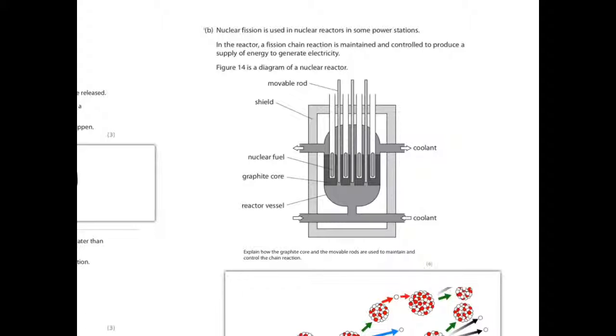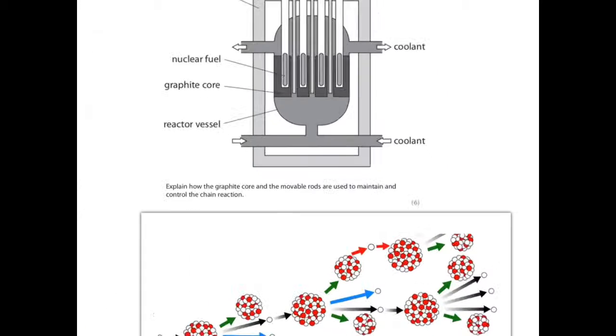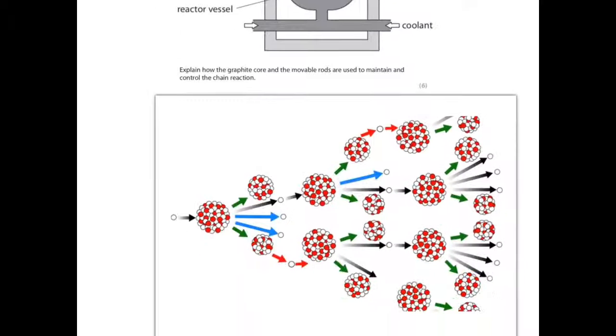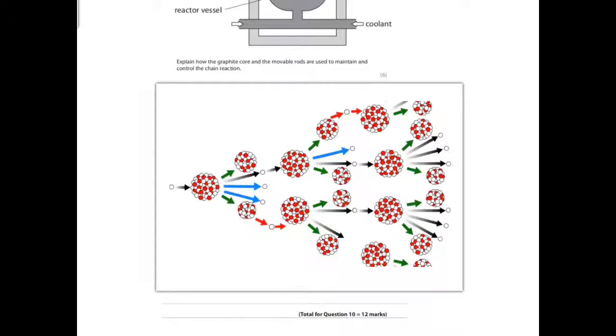So some of these are used to maintain and control the chain reaction. So we have to explain how the graphite core, the moderator, and the movable rods are used to maintain and control the chain reaction. So firstly, let's look at what a chain reaction is. You get neutrons being absorbed by uranium nuclei.